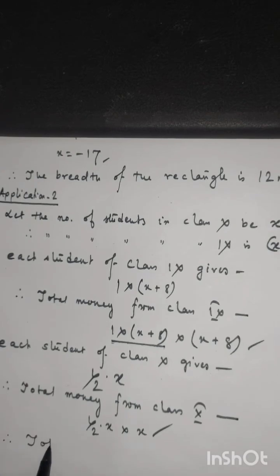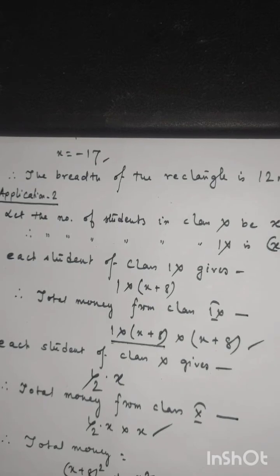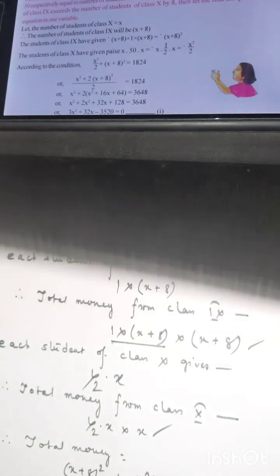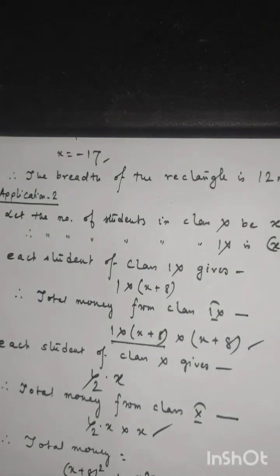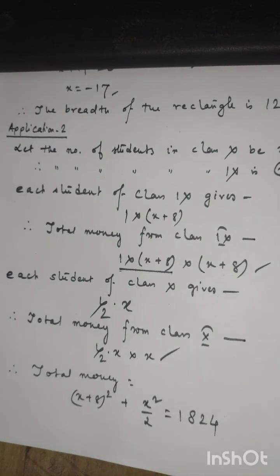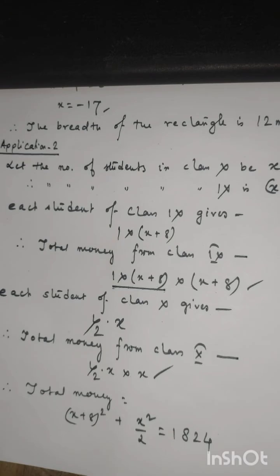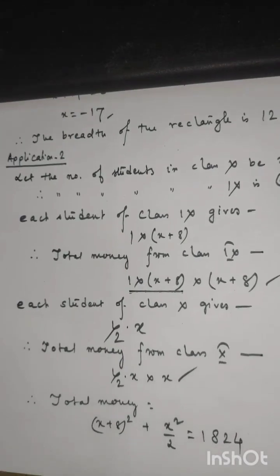Therefore total money equal to x plus 8 whole square plus x square by 2. This is our total money, which should be equal to 1824. So this is our required quadratic equation.